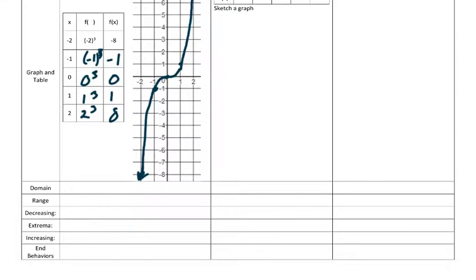So looking at domain and range, again, the domain is all reals. And then, hey, look at the range. The range is all reals. Okay? And in this case, it's actually never decreasing. It doesn't have extrema, but it is increasing for all reals.